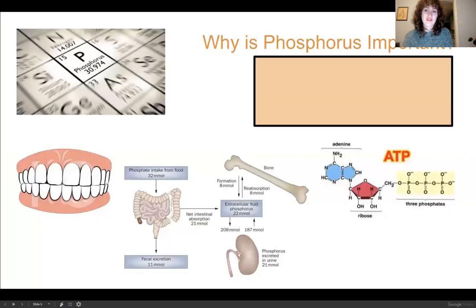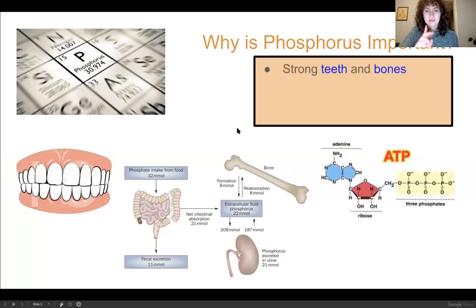All right, we're going to move on to phosphorus. So phosphorus is another element on the periodic table. It's number 15, and it happens to be right underneath the element nitrogen. Is that a coincidence? Probably not, but we won't get into the chemistry. So why is phosphorus important for living things?